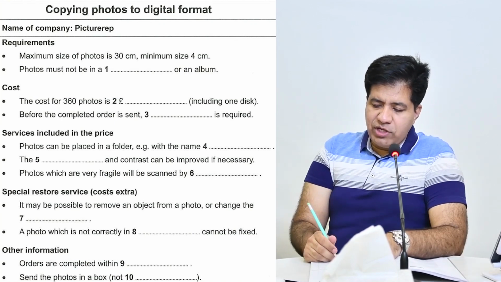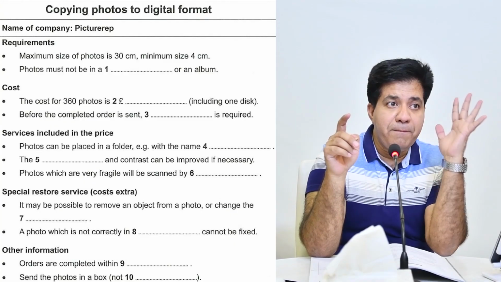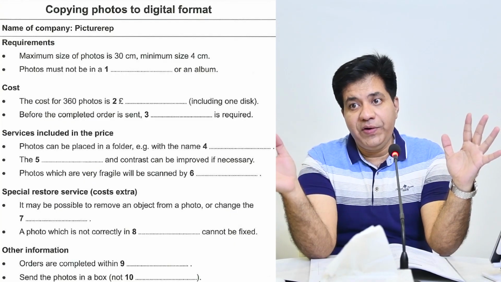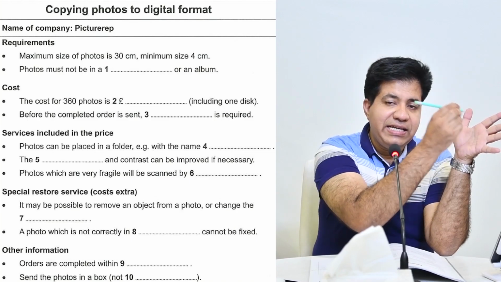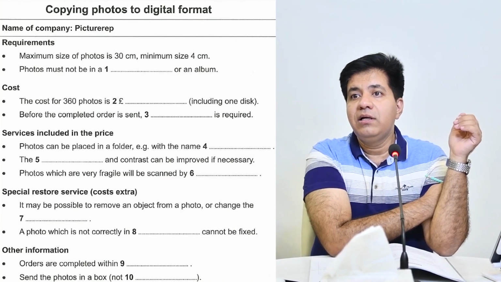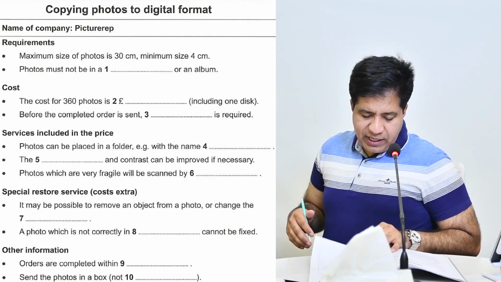So the answer is going to be 10 days. Now listen, 10 is a number, days is a word. So you should write it like 1, 0, 10 and D-A-Y-S, days. Got it? Word and or a number. Okay, that's fine. Let's go on.